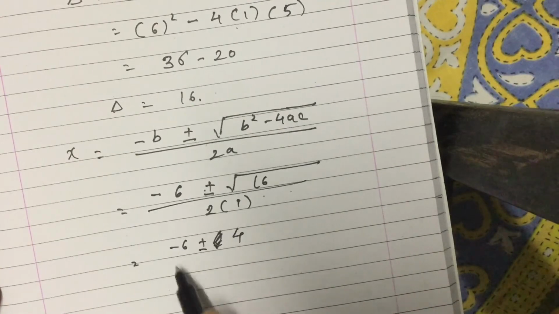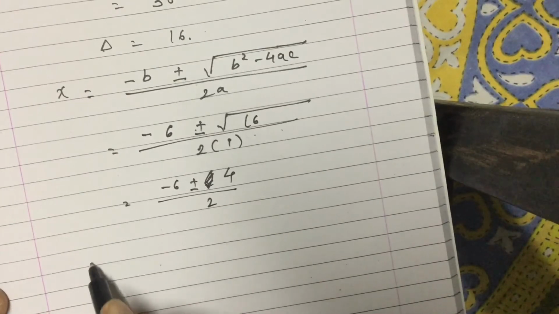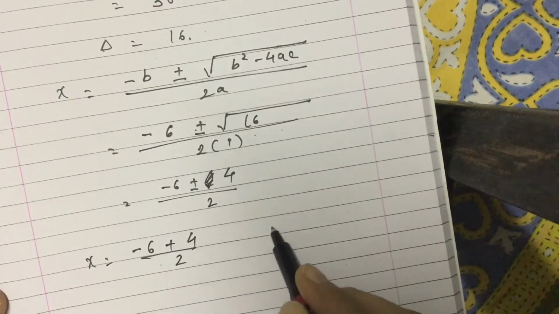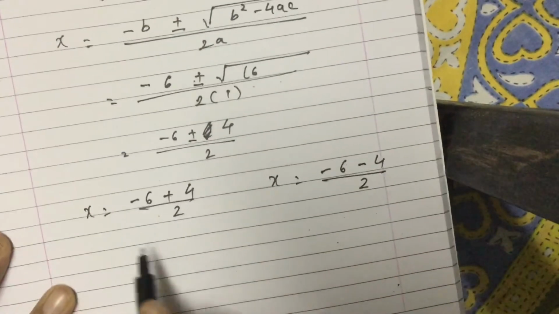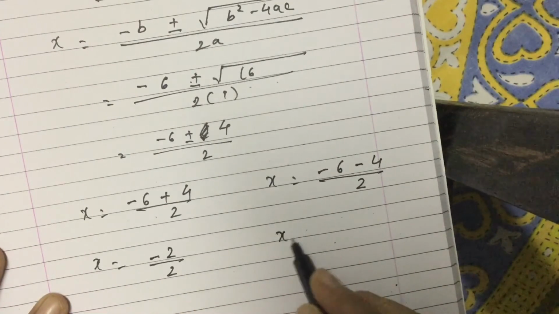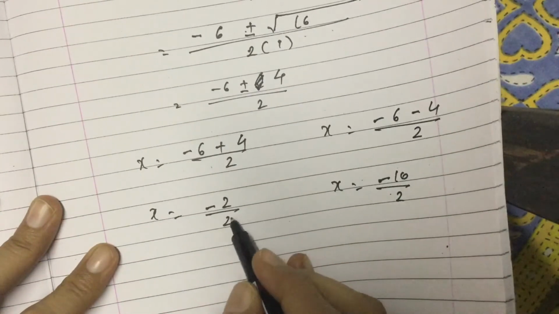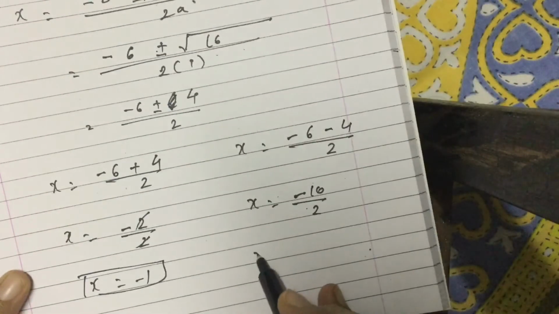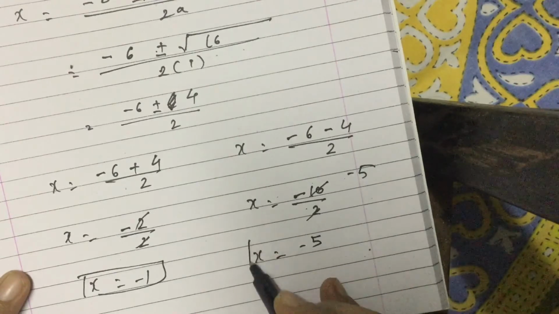4. So we will write 4, and 2 ones are 2. If we separate this, so what is that? Minus 6 plus 4 upon 2, x is equal to minus 6 minus 4 upon 2. So x is equal to minus 2 upon 2, and here x is equal to minus 6 minus 4 upon 2. So here 2 gets cut, so x is equal to minus 1, and here x is equal to, this will cut, so minus 5, x is equal to minus 5.